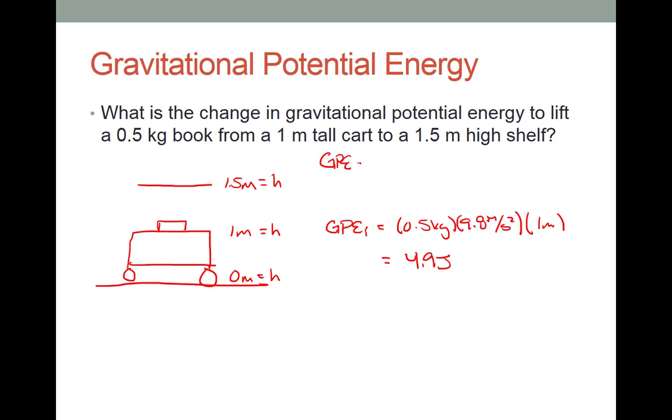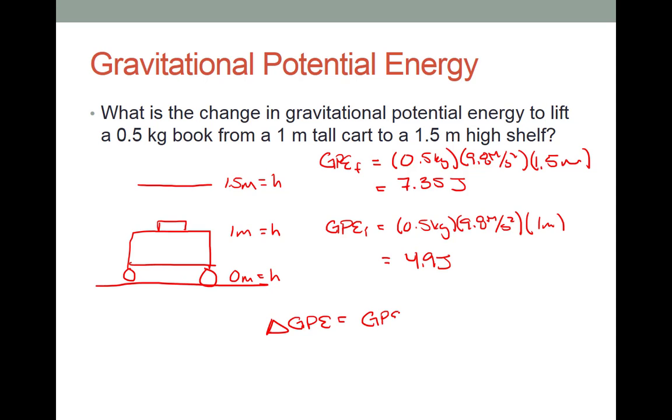And when the book is on the shelf, you get 0.5 kilograms times 9.8 meters per second squared times 1.5 meters. And you get 7.35 joules of energy. So now we can find the change in gravitational potential energy is the final gravitational potential energy minus the initial gravitational potential energy, 7.35 joules minus 4.9 joules. And that equals 2.45 joules.